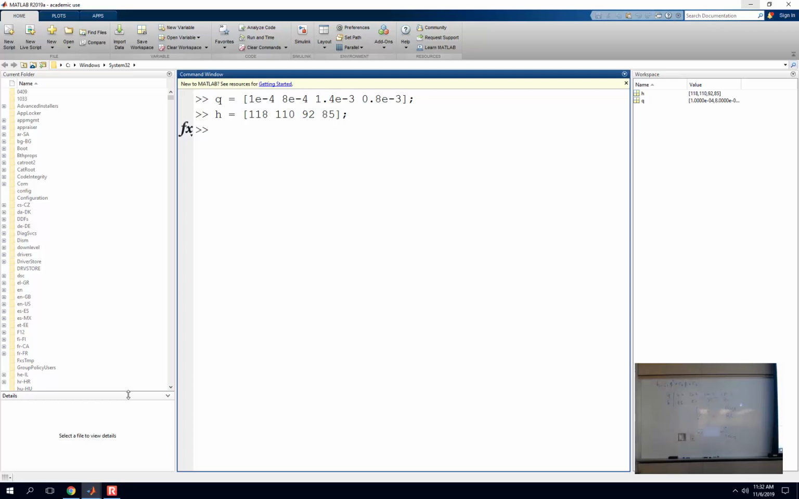That E is 10 to the power of negative 4. So 1E negative 4 is 10 to the power of negative 4. 8E negative 4 is 8 times 10 to the power of negative 4, which is 0.0008. Sometimes it gets confused with it.